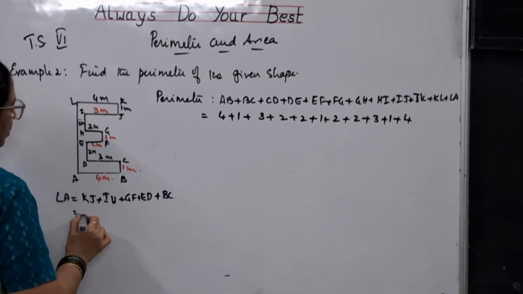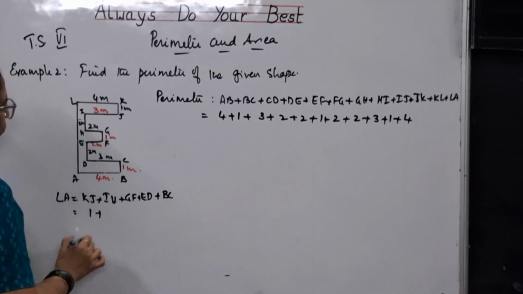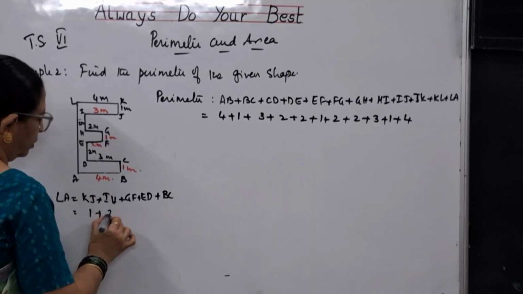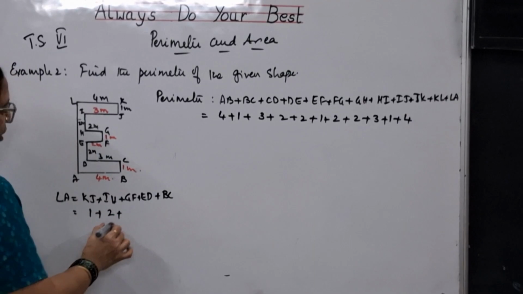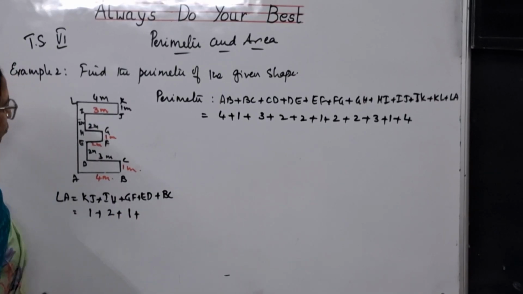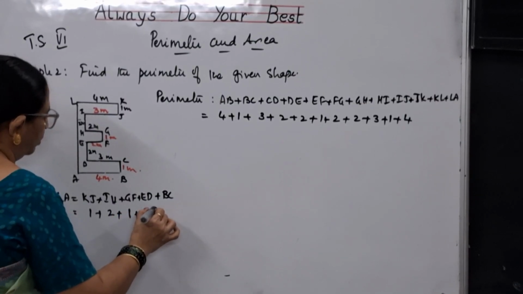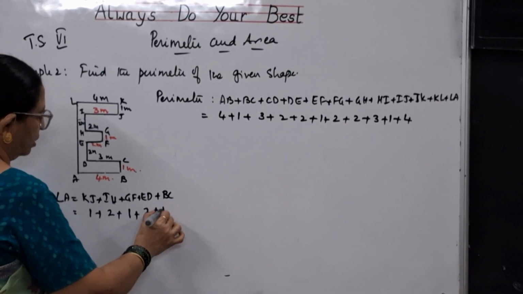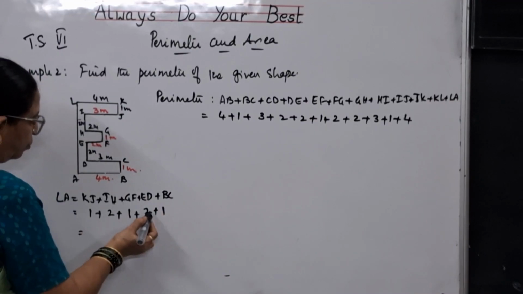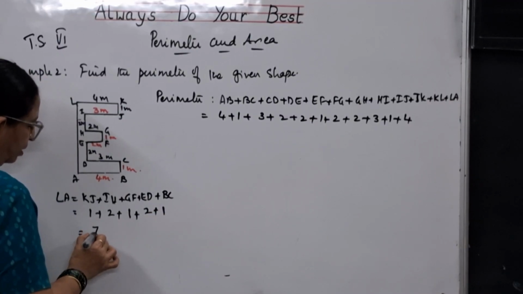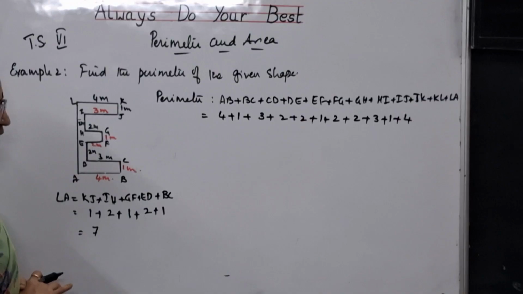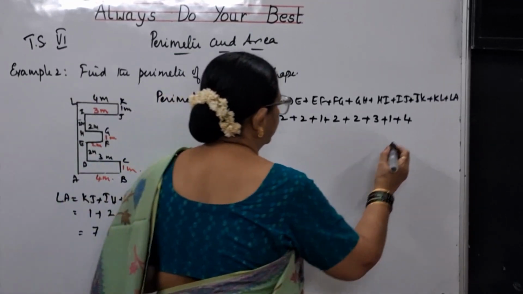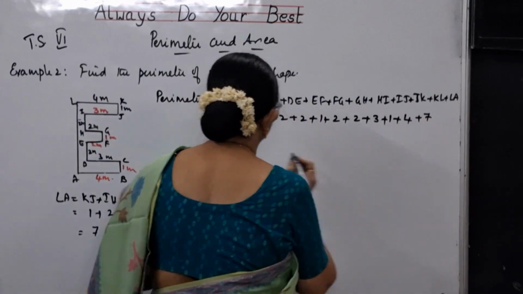So what is KJ? Is 1 plus what is IH? 2. What is GF? 1 plus what is ED? 2 plus what is BC? 1. So when you add 2 to 4, 5, 6, 7. So you are getting AL measure as 7. So I have to write it here 7.